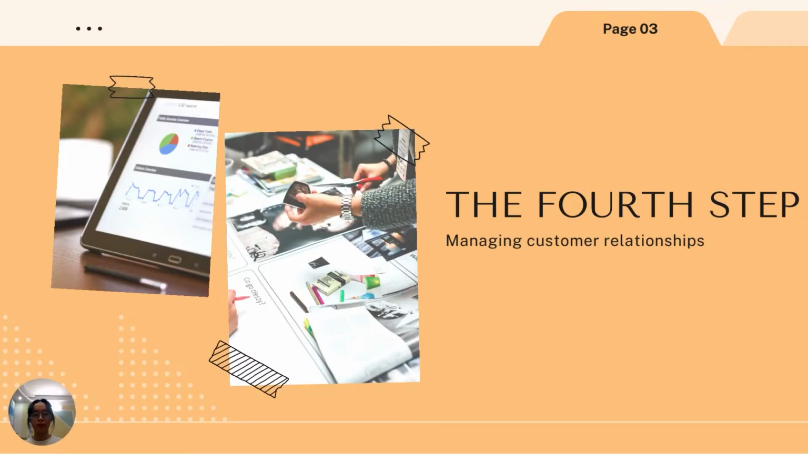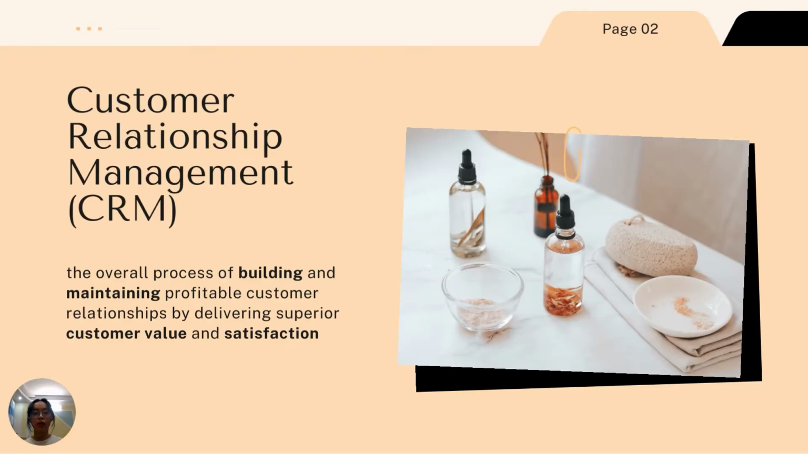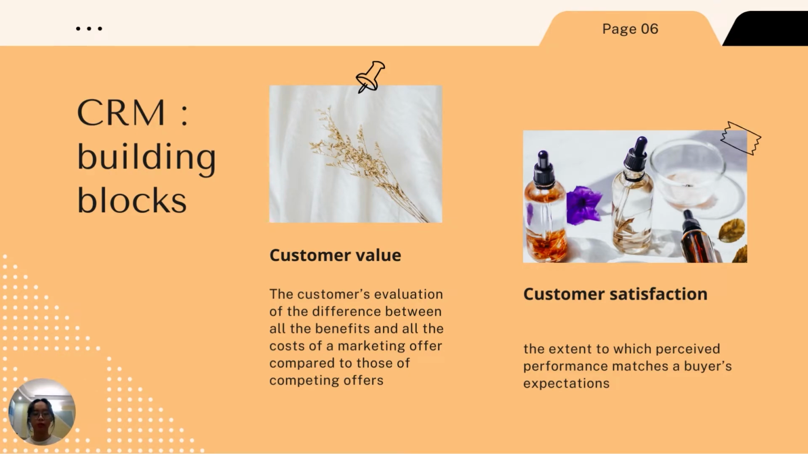Next, we will focus on the fourth step of the marketing process, which is about managing customer relationships. This involves customer relationship management, which is defined as the overall process of building and maintaining profitable customer relationships by delivering superior customer value and satisfaction. So as we can see, there are two building blocks of this. First is customer value, which is the customer's evaluation of the difference between all the benefits and all the costs of a marketing offer compared to those of competing offers. Then we have customer satisfaction, which is the extent to which perceived performance matches a buyer's expectation.